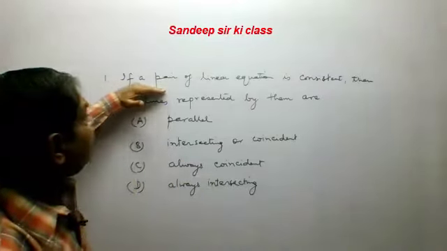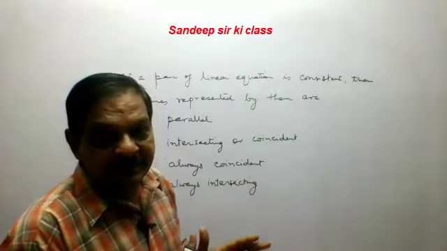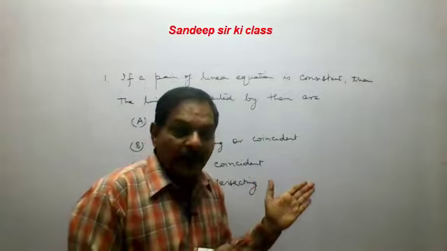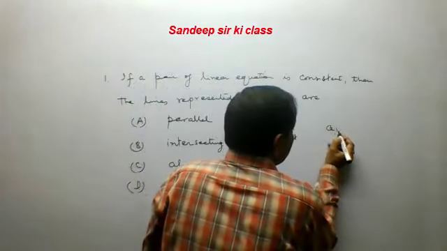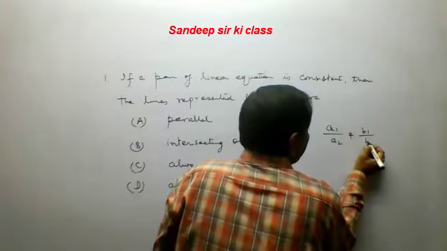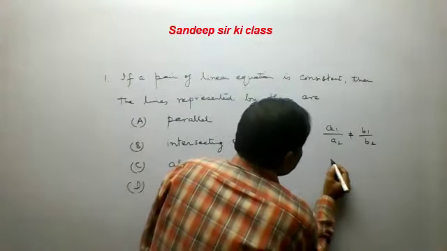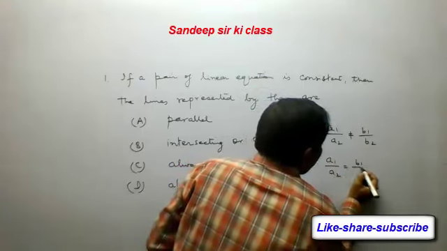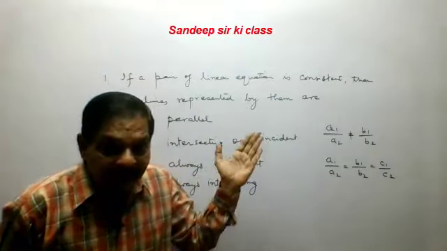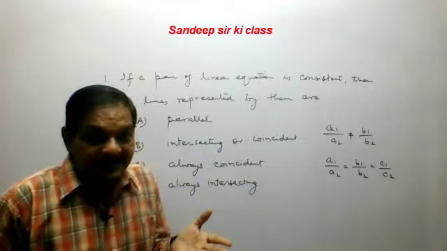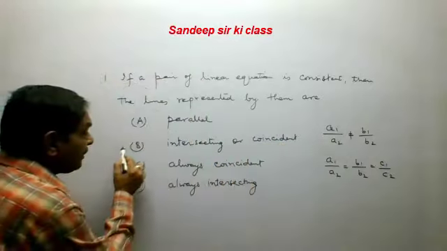See, we know that if a pair of linear equations is consistent and the equations are represented as a1x plus b1y plus c1 is equal to 0 and a2x plus b2y plus c2 is equal to 0, then two conditions can be there. First is that a1 upon a2 is not equal to b1 upon b2, and in this case the lines are intersecting lines. Or the second condition can be that a1 upon a2 is equal to b1 upon b2 is equal to c1 upon c2, and in this case we have infinitely many solutions. So in the second case, the lines will be overlapping each other, they will be coincident. So here option B is correct.